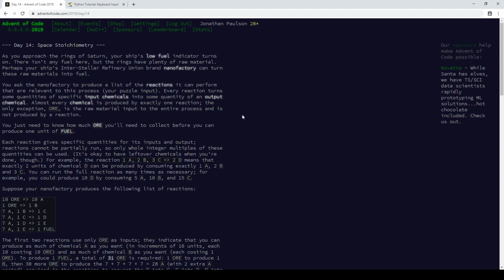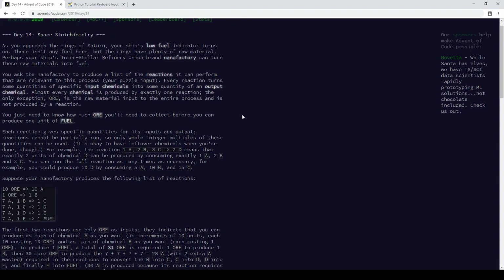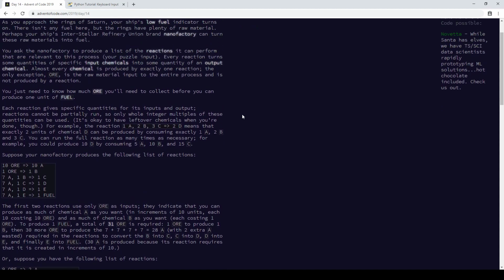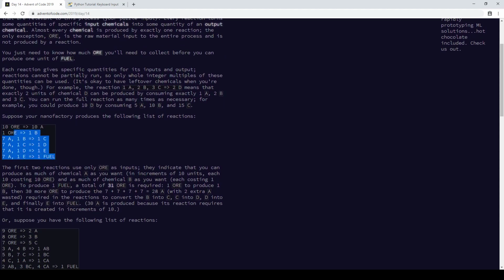Okay, so what was going on here? We have a bunch of formulas that turn things into other things. Right, so we can turn ORE into A and ORE into B and A and B into C, whatever. And you have to run each of these formulas an integer number of times.